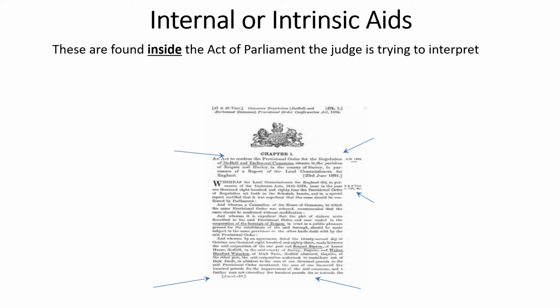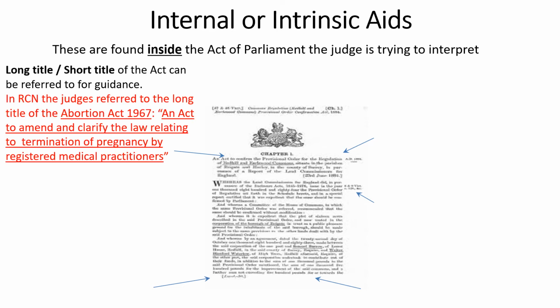So we've looked at how to label an Act of Parliament already. And in this particular case, you've got an Act in front of you. You might have the long and short title of the Act. Now, in the Royal College of Nurses, the judges referred to the long title of the Act, the Abortion Act. And the long title said, "An Act to amend and clarify the law relating to the termination of pregnancy by registered medical practitioners."